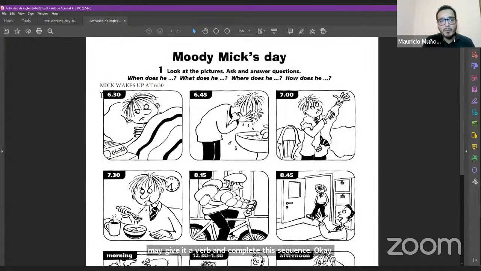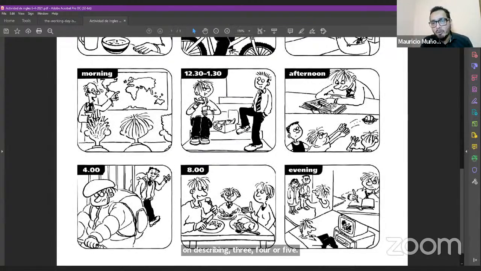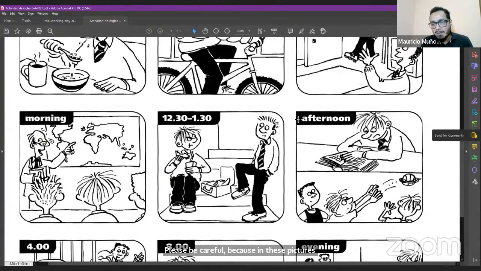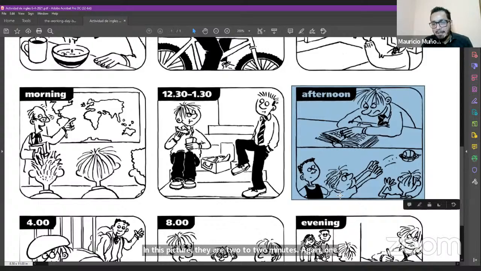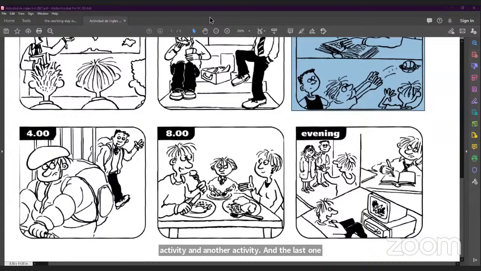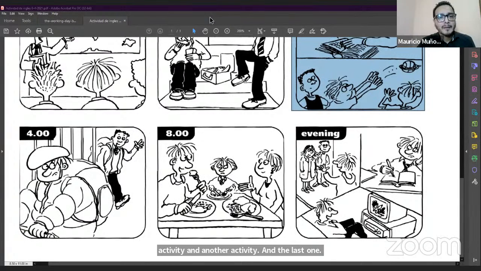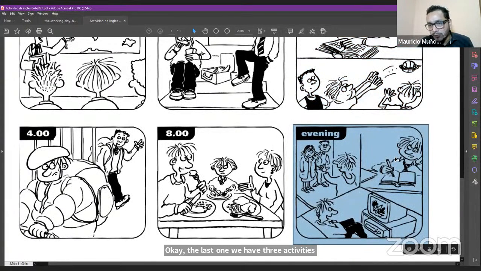Picture number 1: wakes up at 7:30. Number 2, you keep on describing. 3, 4, 5. Please be careful, because in this picture there are 2 activities. One activity and another activity, and in the last one we have 3 activities. 1, 2, and 3.